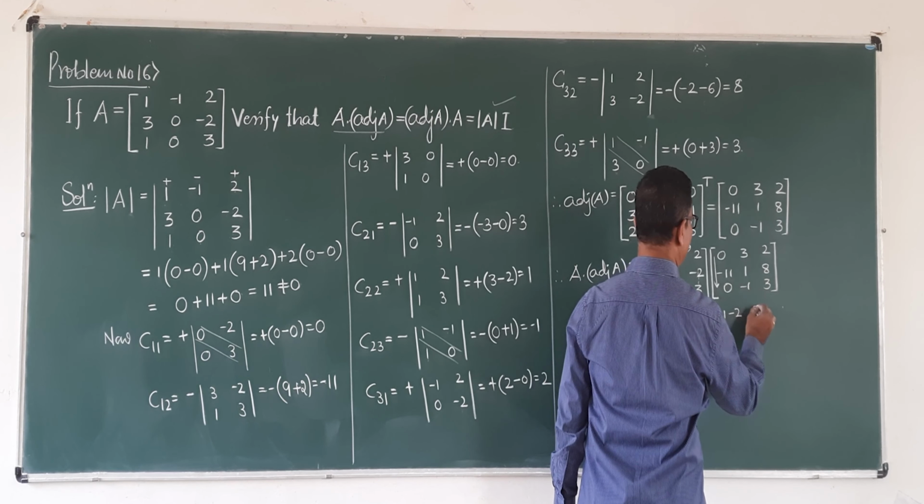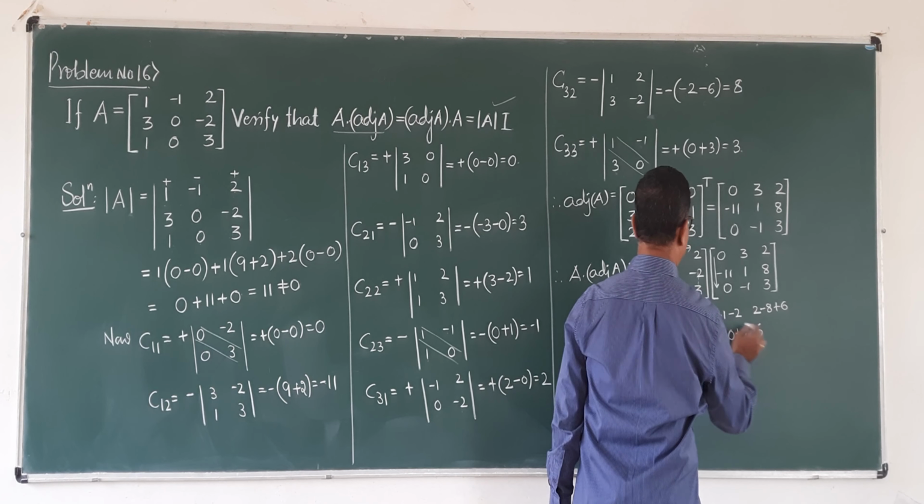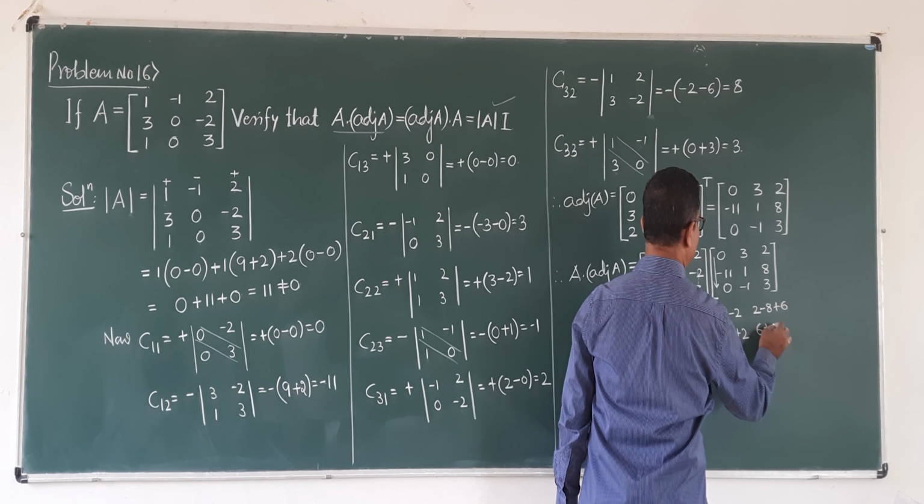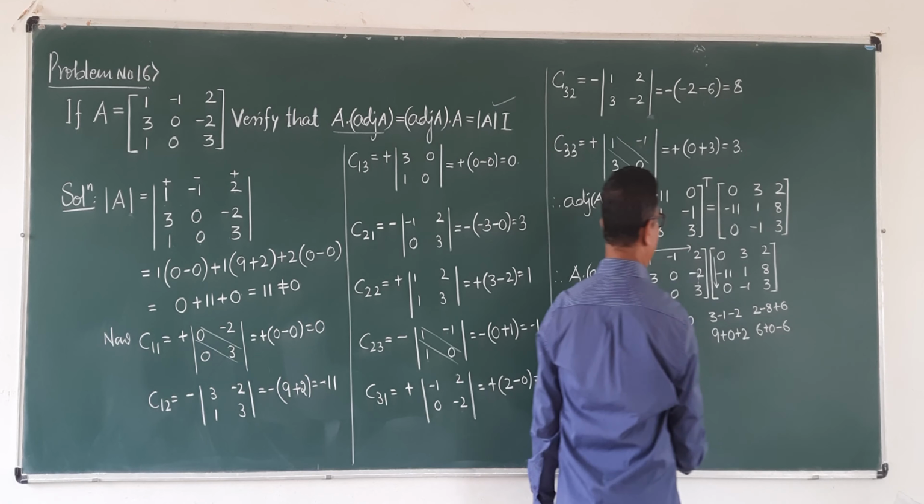Take second row by first column: 3 into 0 is 0, 0 into minus 11 is 0, minus 2 into 0 is 0. Second row by second column: 3 into 3 is 9, 0 into 1 is 0, minus 2 into minus 1 is plus 2. Second row by third column: 3 into 2 is 6, 0 into 8 is 0, minus 2 into 3 is minus 6.